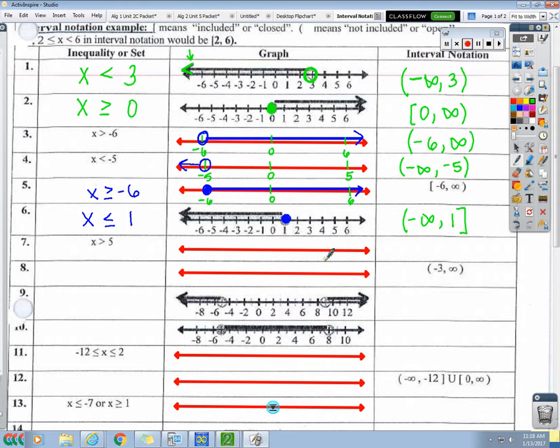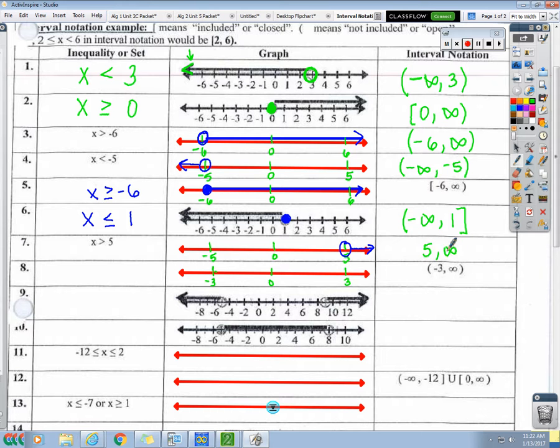Okay, number 7 and 8. Go ahead and try 7 and 8, and then we'll move on to compound inequalities. Number 7, what does that say? Read it to me. Right, so we go to the positive 5. What kind of circle do we make on it? Open, and the solutions are what than that? Greater, which is to the right. So in interval notation, how do I write that?